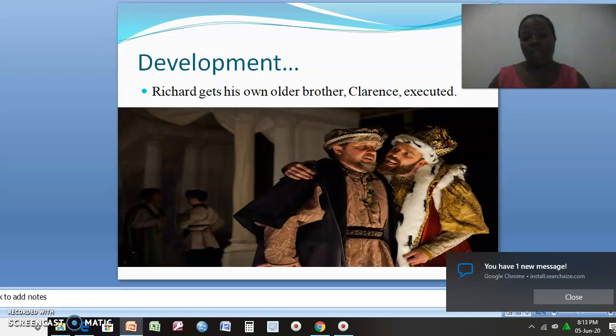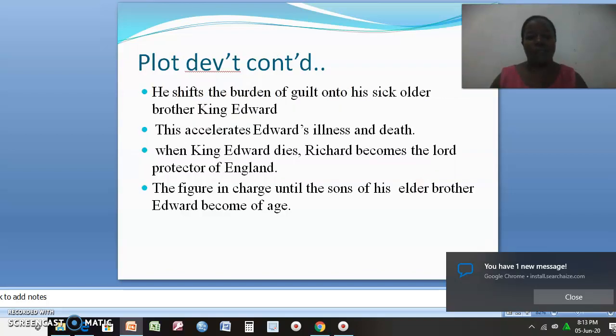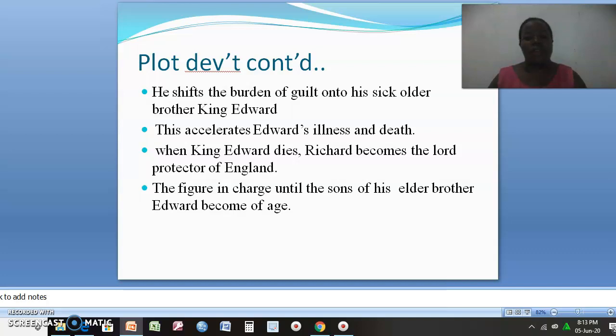You know, I told you from the start that he stops at nothing to have himself in power, to the extent of killing his own innocent brother. So he executes Clarence. And when he kills him, do you know what he does next? He shifts the burden of guilt onto his old sick brother, King Edward. And of course, this accelerates his sickness, and he eventually passes on. And when Edward dies, Richard becomes the Lord Protector of England, the figure in charge, until the sons of his elder brother Edward come of age and take on the power.